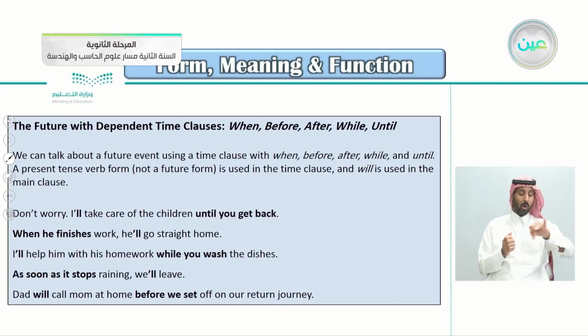So we have two clauses here, a time clause and a main clause. And "will" goes with the main clause here: he'll go straight home. And the time clause uses the present form of the verb. When he finishes work, this is the time clause. The main clause, he'll go straight home. So the time clause answers the question when. When will he go straight home?